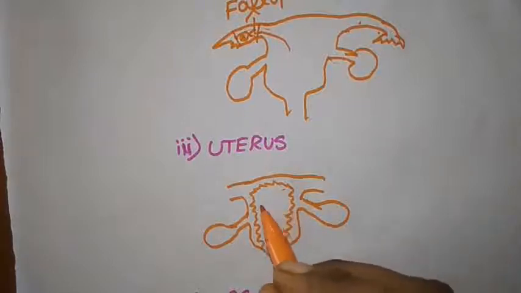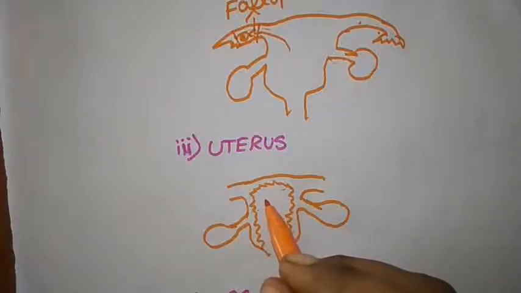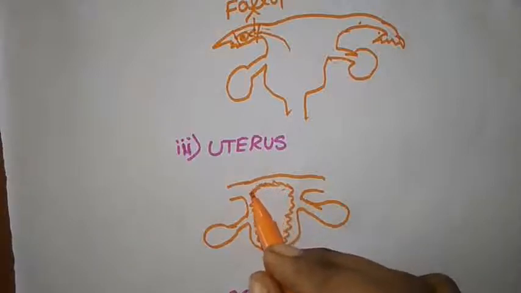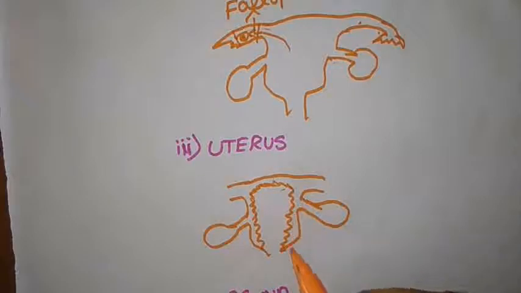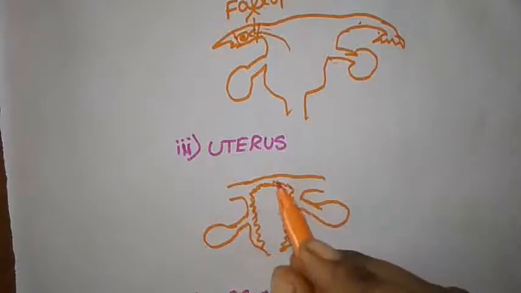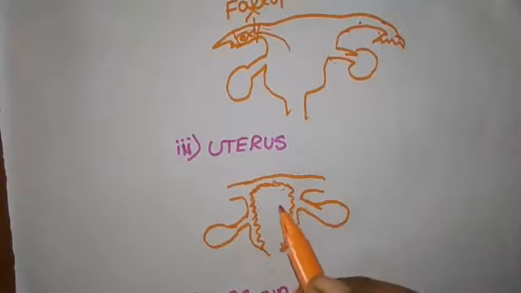Otherwise, if there is no fertilization at that time, the uterus wall is ruptured and released through the menstrual period. Through bleeding, the uterine wall is eliminated. So this is the structure of the uterus. Only here does baby development take place.